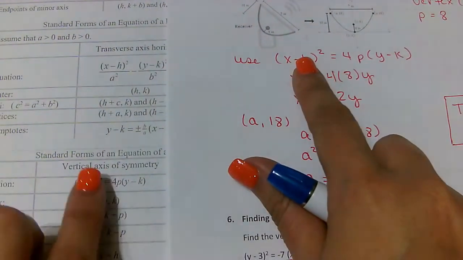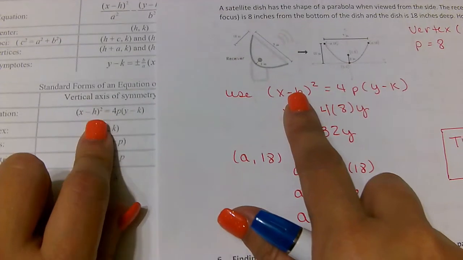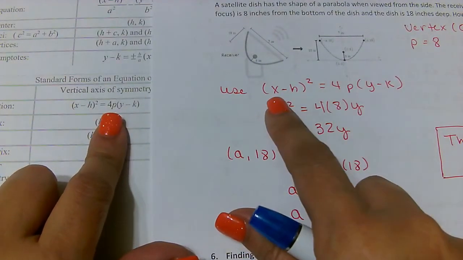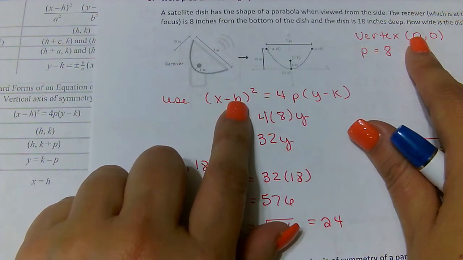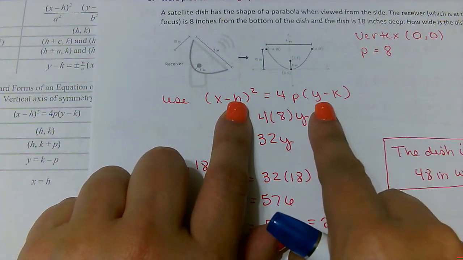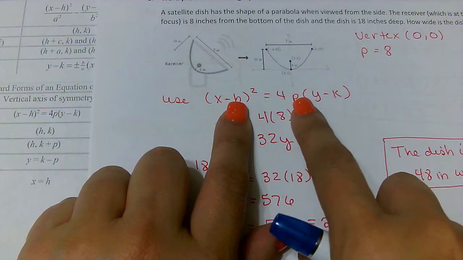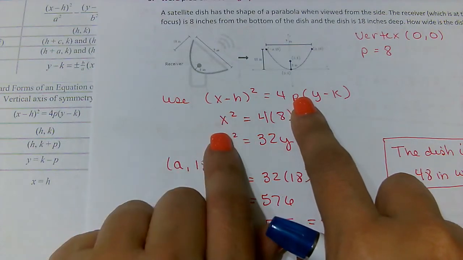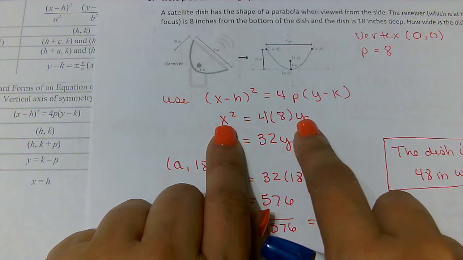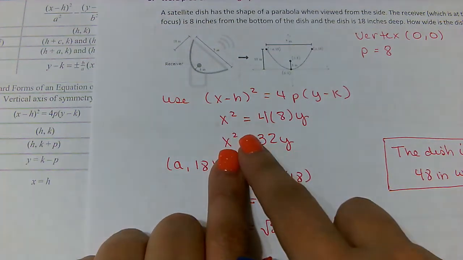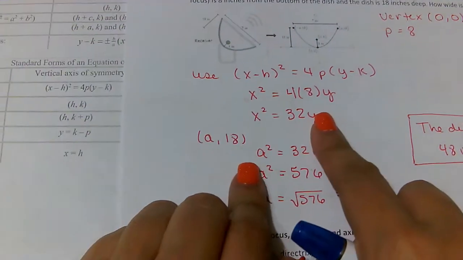So I'm going to use the general terms of my equations, which is listed here. I just rewrote it. And then I use my vertex of h being 0 and k being 0. I also plugged in the 8 for p. So here I have x squared is equal to 4 times 8 times y. x squared is equal to 32y.